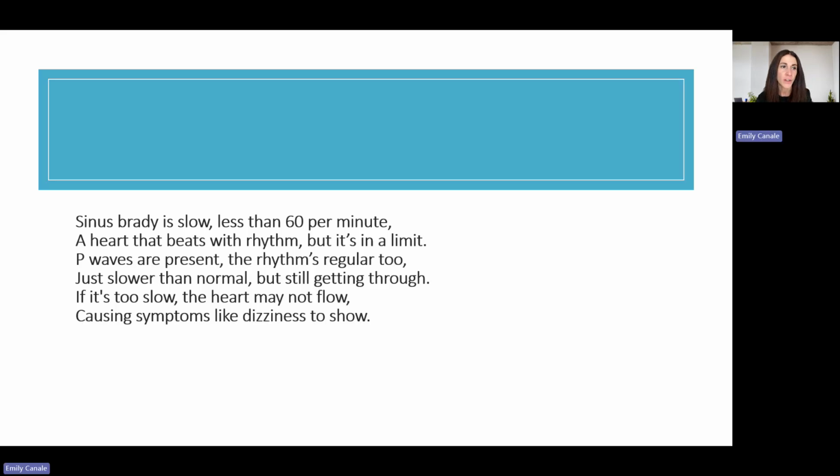So here's my rhyme for you there. Sinus brady is slow, less than 60 per minute. A heart that beats with rhythm, but it's in a limit. P waves are present, the rhythm's regular too, just slower than normal, but still getting through. If it's too slow, the heart may not flow, causing symptoms like dizziness to show.